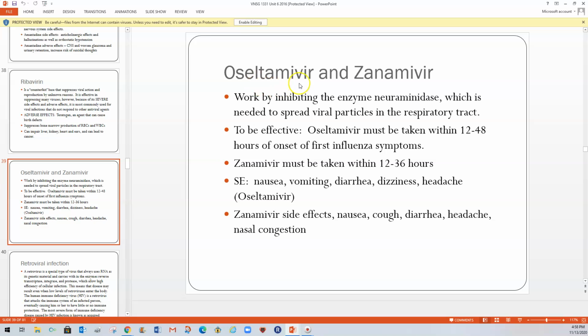Zanamivir and oseltamivir work by inhibiting the enzyme neuraminidase, which is needed to spread viral particles in the respiratory tract.